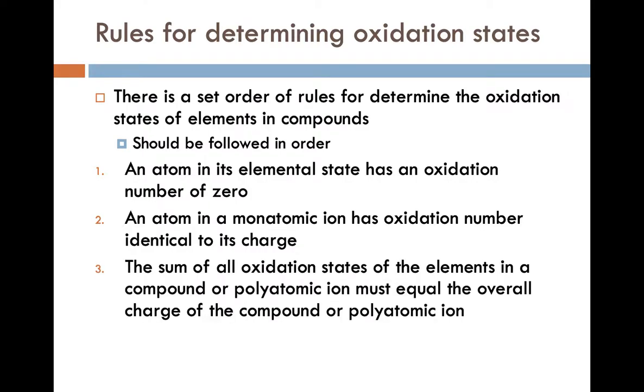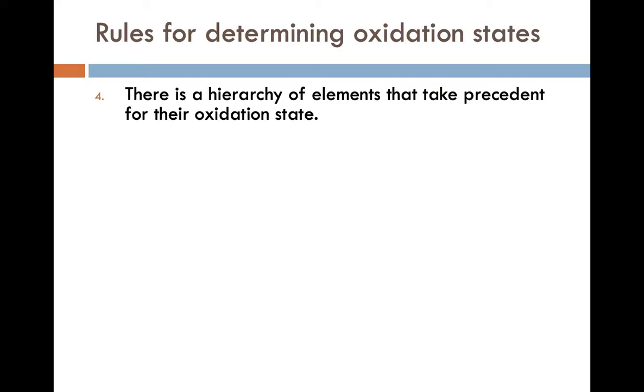Where it gets a little weird is at the bottom here, where it says the sum of all oxidation states of all the elements in a compound or a polyatomic ion must equal the total overall charge. So what does that mean? Well, it basically means if you have a neutral compound, all of your oxidation states have to add up to 0. The way we go about assigning oxidation states then is that we have a priority, almost like a hierarchy system, in terms of which elements have preference for their preferred oxidation state.